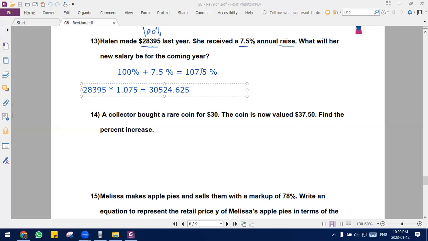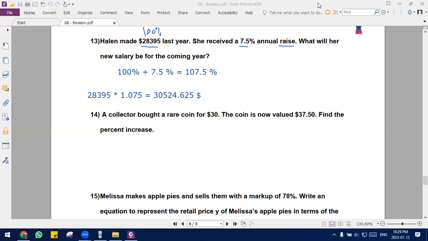30,524.625. Do we have rounding here? No, we don't have. And don't forget to put the unit, it's dollar. So she was getting 28,000, something like this, and now she's getting 30,000. So is it reasonable? The question is not asking me, but we need to check in the exam. So yes, it's increased. So I should have more than 28,000, and we got it.